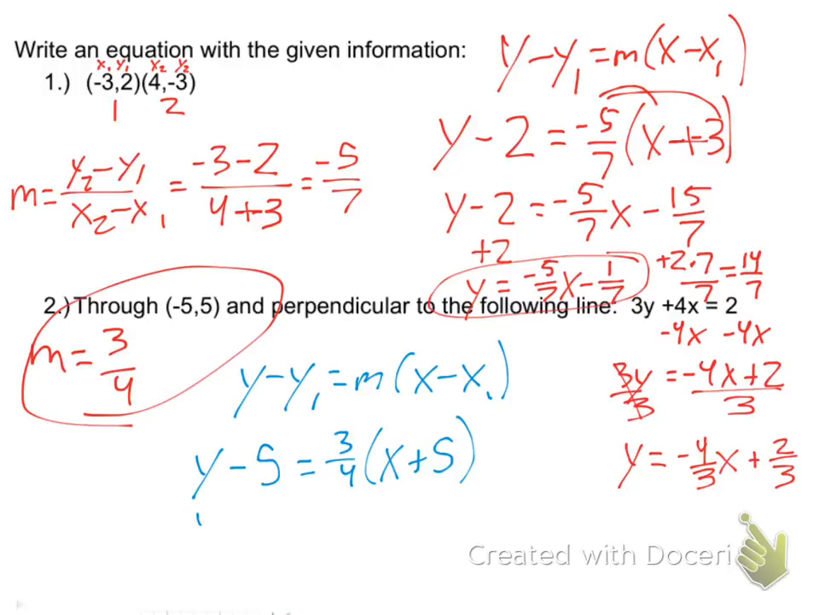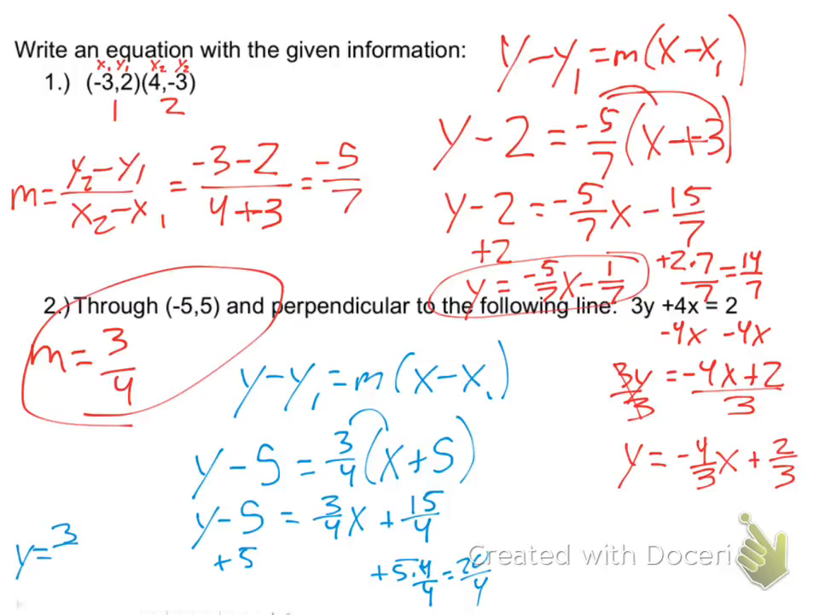And so, y minus 5 equals 3/4 x plus 15 over 4. And then I can add 5, but when I add 5, that's not common denominators. So common denominators, 4 over 4, which is actually 20 over 4. So it ends up being a 35, yes. So y equals 3/4 x plus 35 over 4, and you are done.